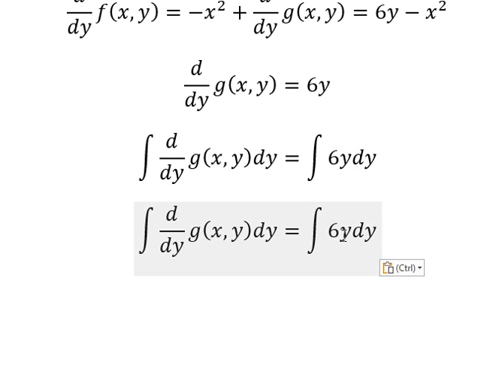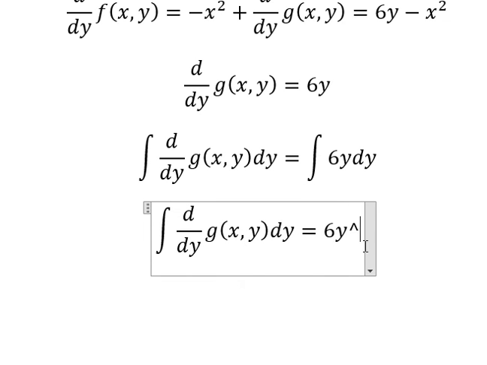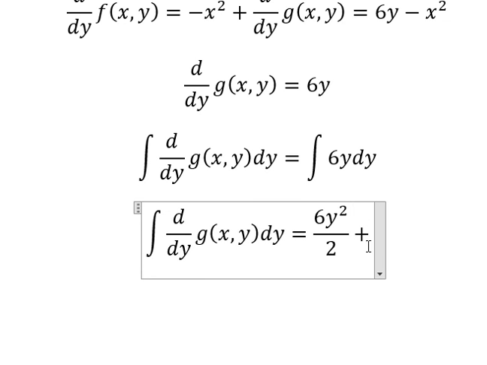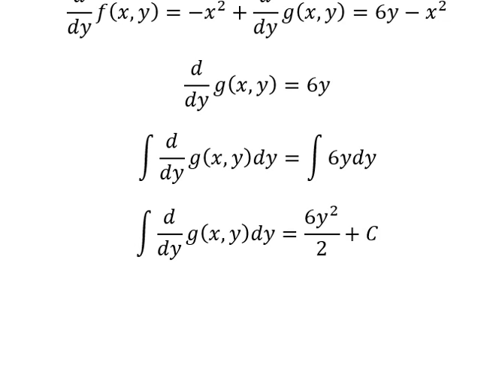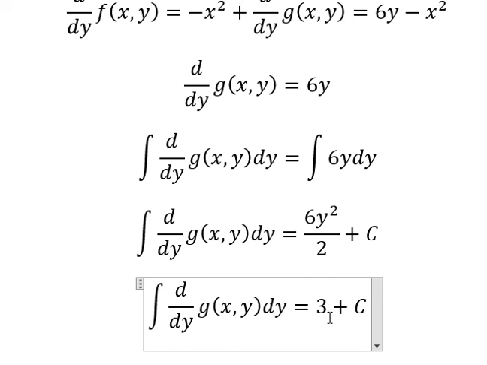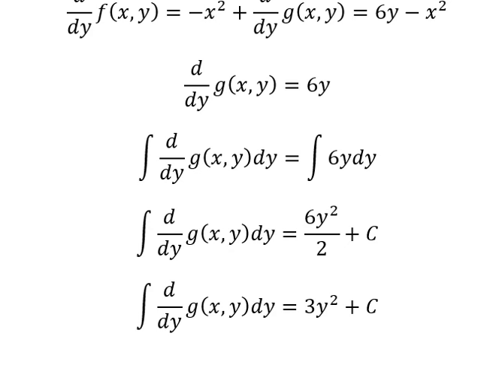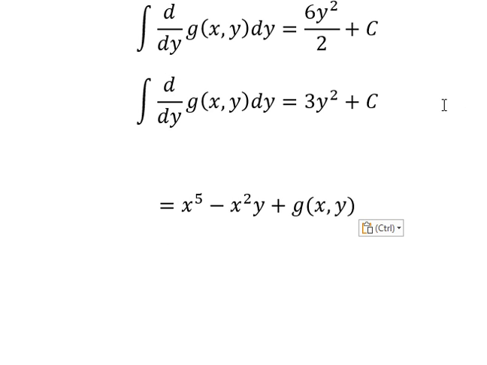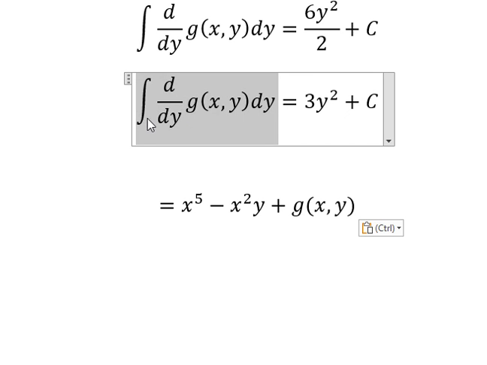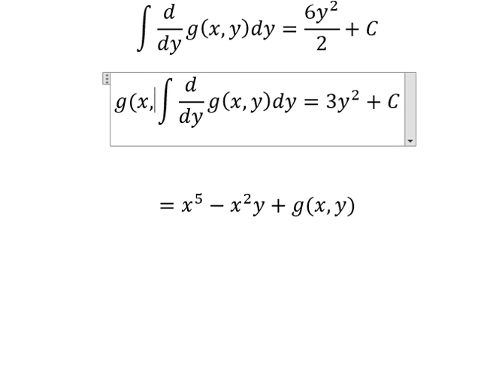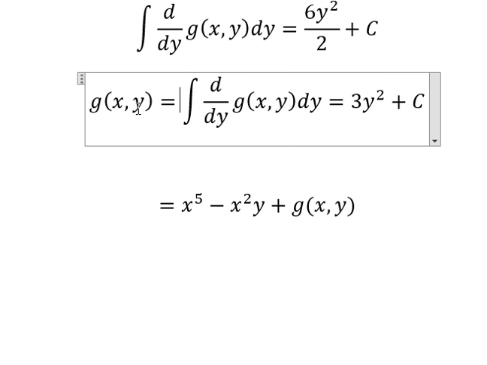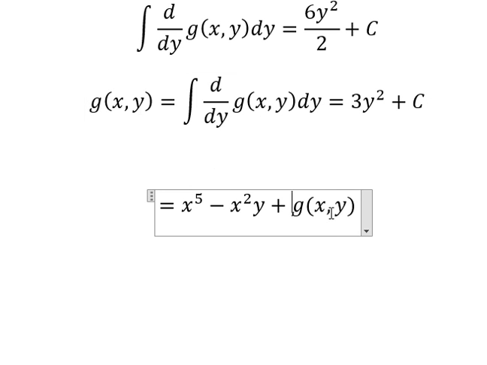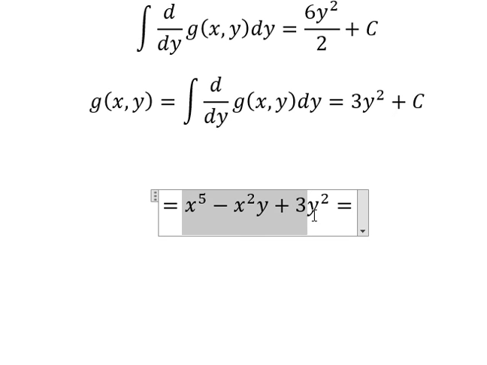So the integration of y, we have y squared over 2, and I will put c. So this one we have 3y squared. Now we go back in here. The integration of this one, we have 3xy, and 3xy equals to this one. And we know that this one equals to f(x,y).